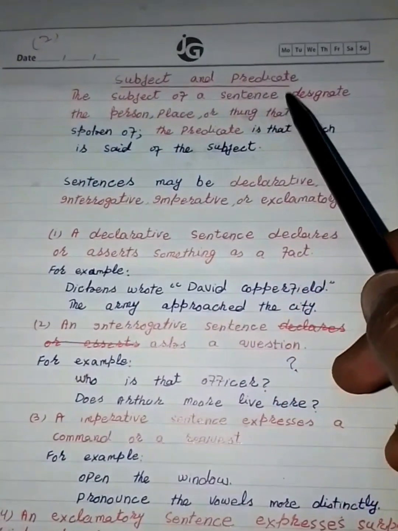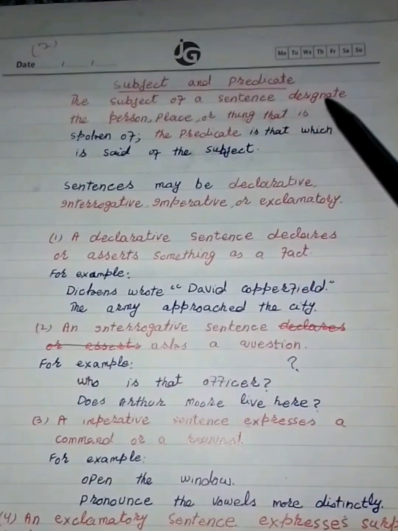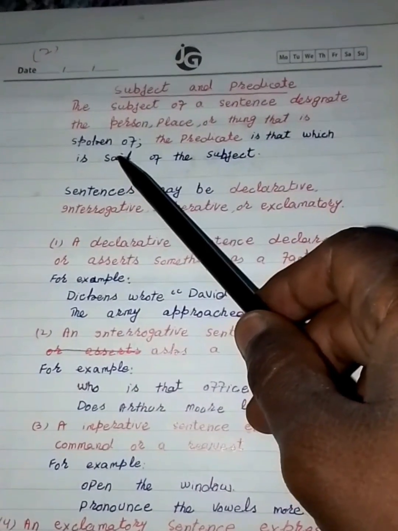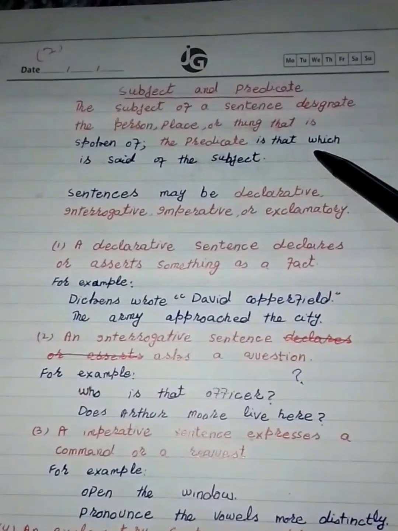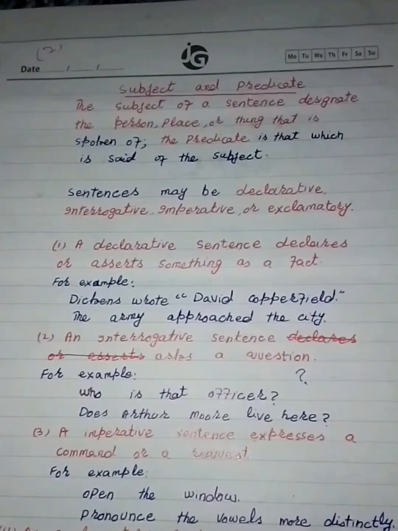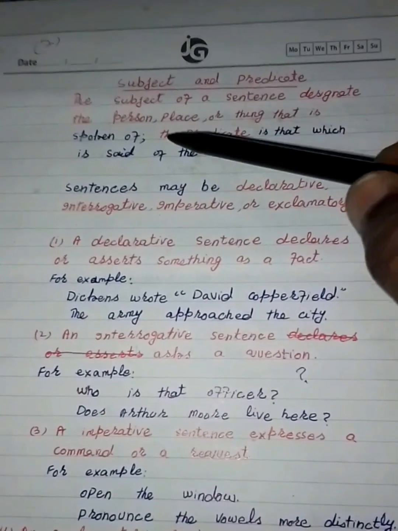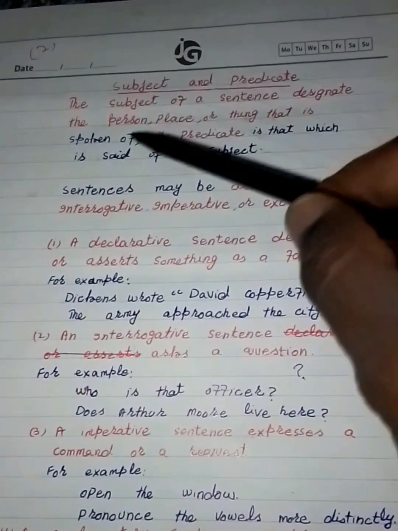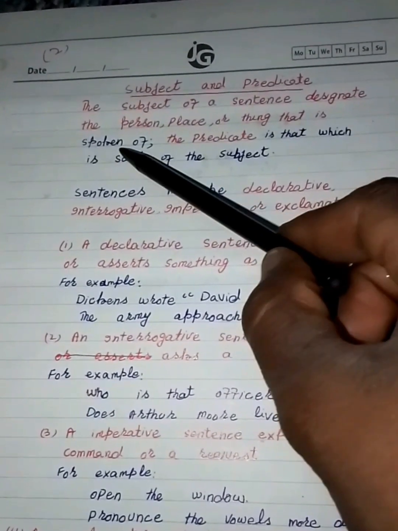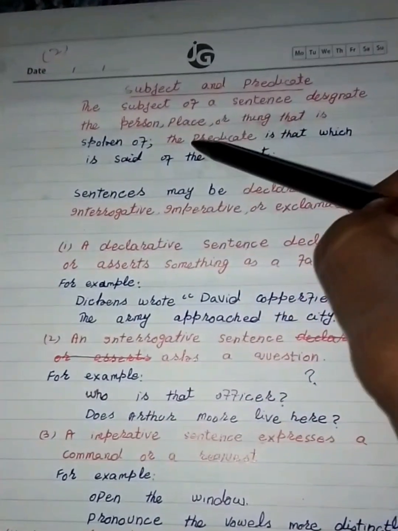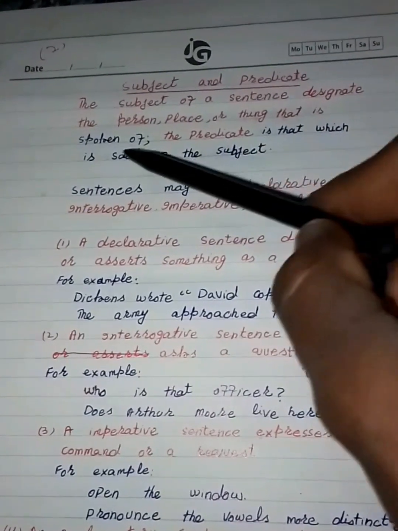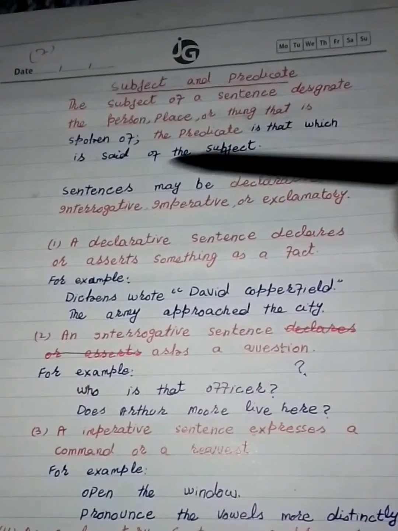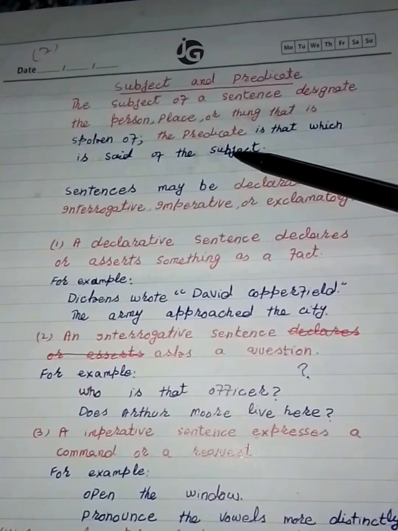The subject of a sentence designates the person, place, or thing that is spoken of. The predicate is that which is said of the subject. The person, place, or thing spoken of is the subject, and the predicate is that which is said of the subject.